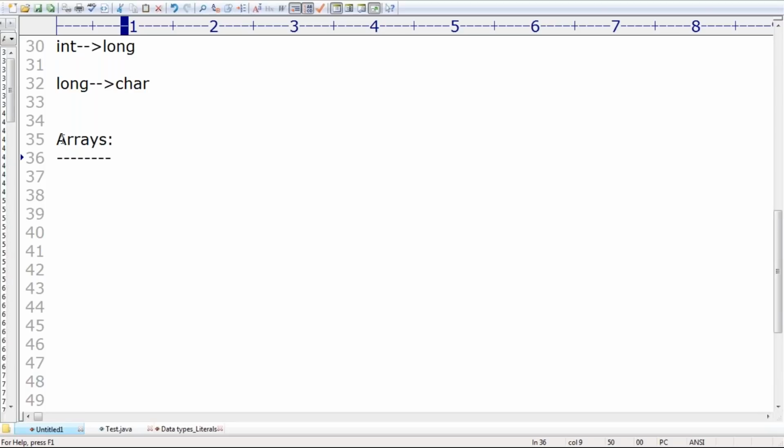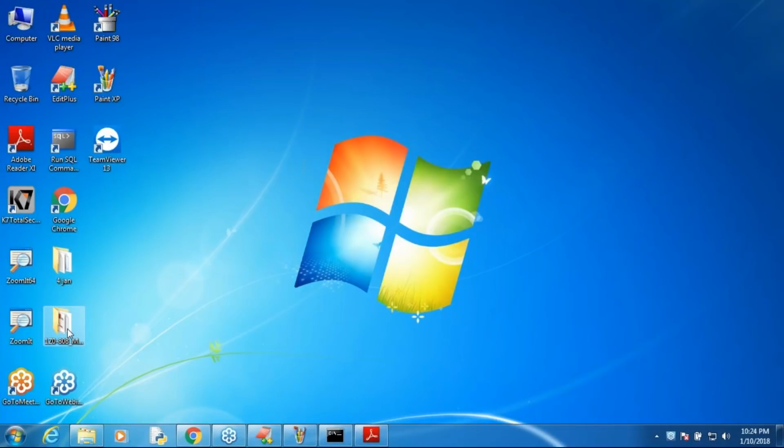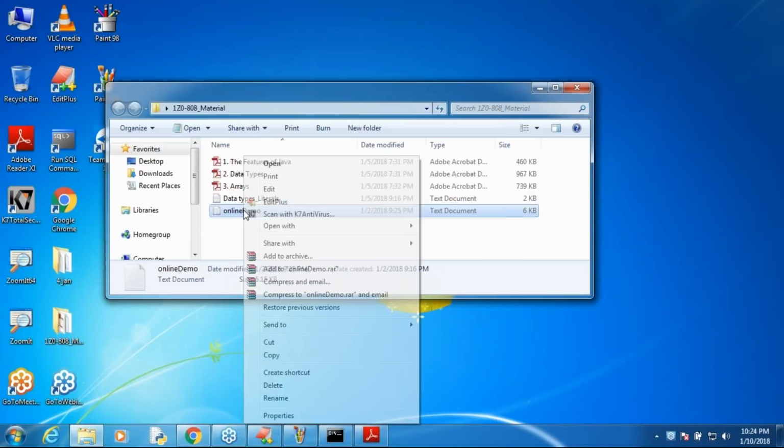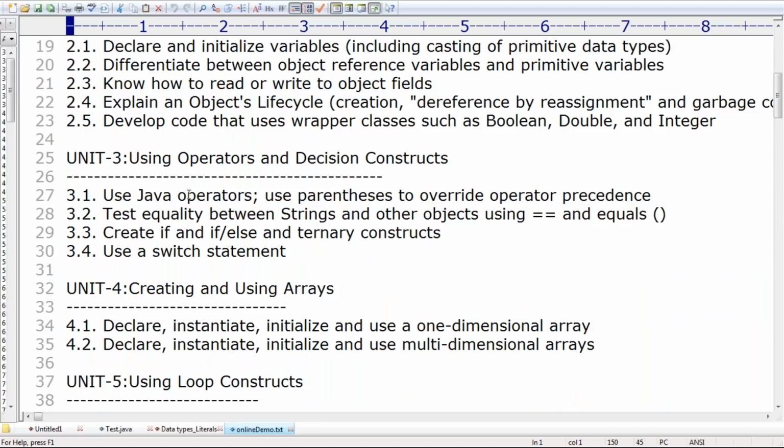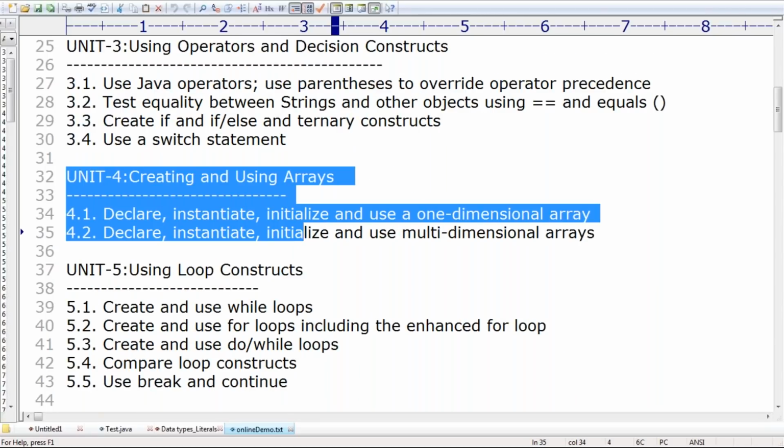What is the reason for this? Don't worry about that. The reason is that there is one separate unit only for the arrays concept. That's why more importance is required for arrays. I will spend 3 or 4 sessions on the arrays concept, so that we can answer almost 15 to 20 questions I will share with you, so that you can get much clarity.